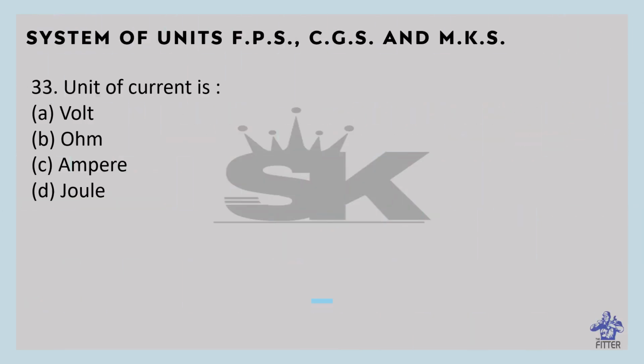Unit of current. Unit of current is what? That is ampere. Okay. Here volt is the unit of voltage. Okay. Ohm is resistance. Joule is energy. Okay.